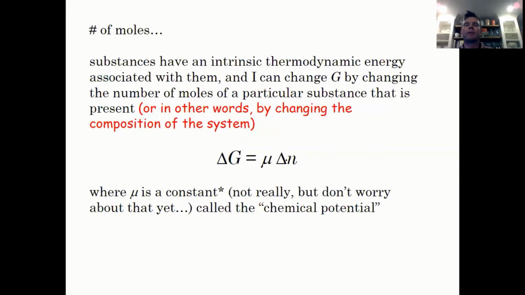The constant that we're going to use to describe this is mu. And this is called the chemical potential. It's a potential energy associated with a substance. So delta G is equal to mu delta n. And I said here mu is a constant. Not really true, but don't worry about it yet at this point.